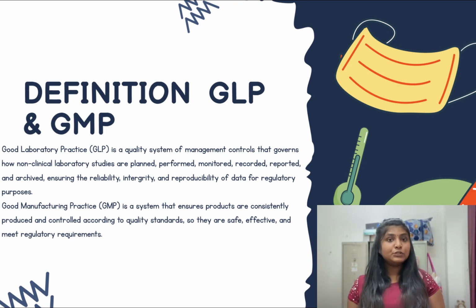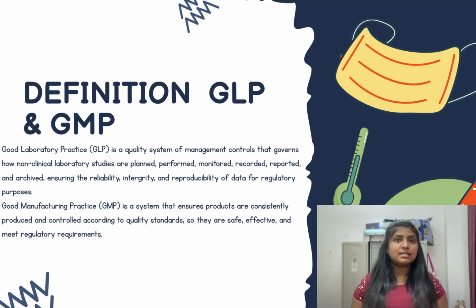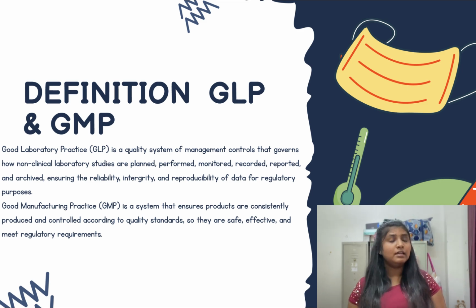Definition of GLP. Good laboratory practice is a quality management control that governs how non-clinical laboratory studies are planned, performed, monitored, recorded, reported, and archived, ensuring the reliability, integrity, and reproducibility of data for regulatory purposes. Good manufacturing practice is a system that ensures products are consistently produced and controlled according to quality standards, so they are safe, effective, and meet regulatory requirements.